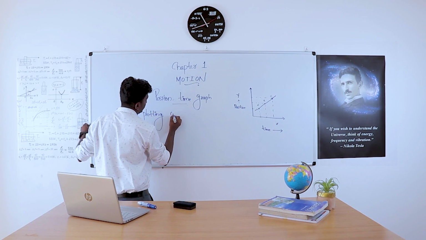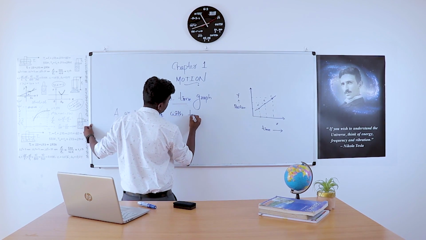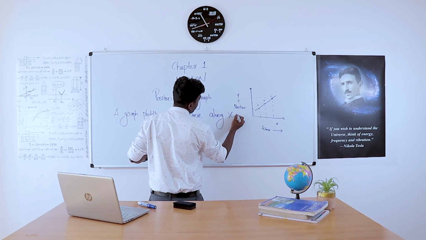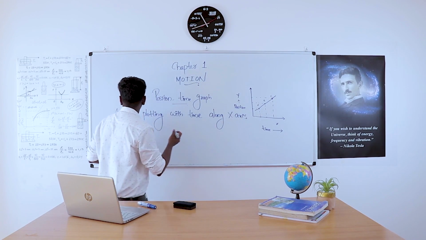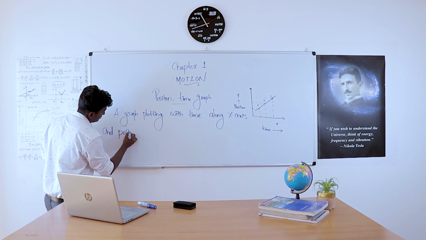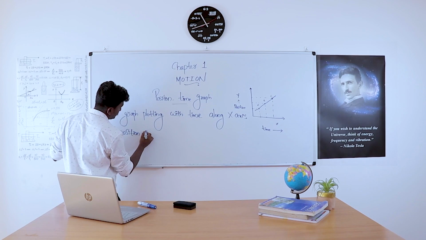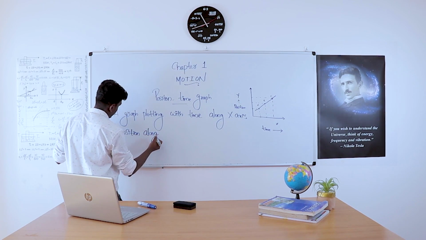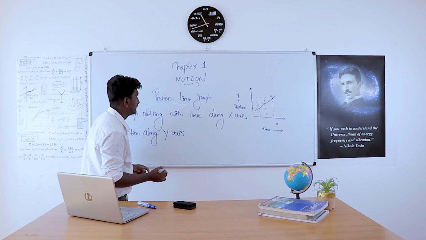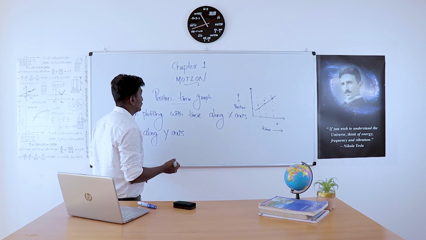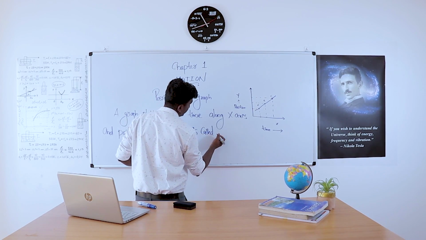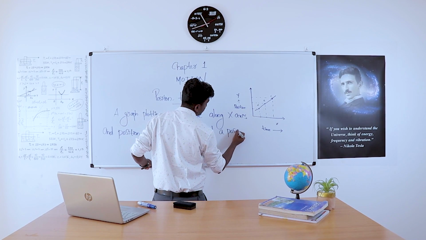A graph plotting with time along x-axis and position along y-axis is called a position time graph.